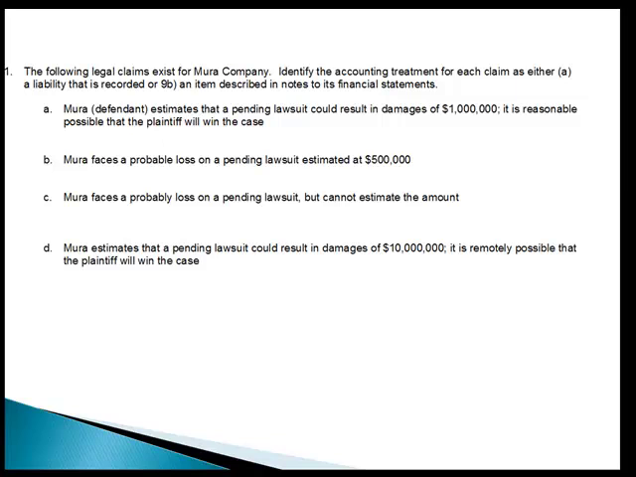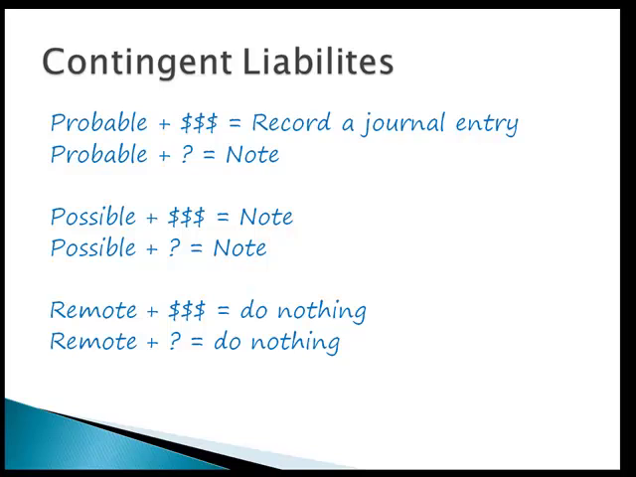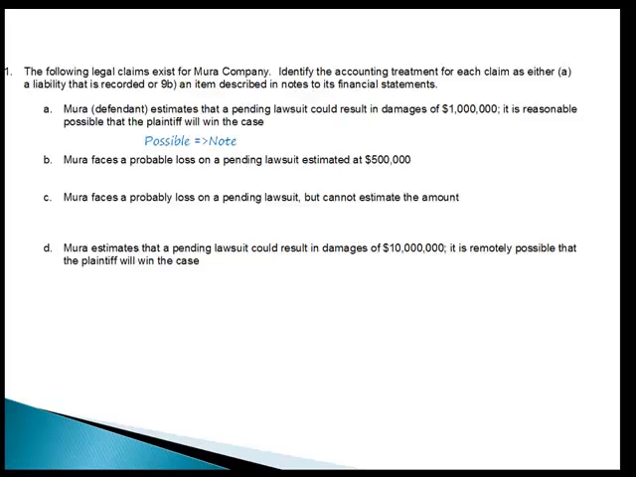Okay, so here's an example from your workout sheet. The following legal claims exist for Mura Company. Identify the accounting treatment as either A, a liability that is recorded in a journal entry, or B, an item described in the notes. A, Mura, the defendant, estimates that a pending lawsuit could result in damages of $1 million. It is reasonably possible. If it's possible, doesn't matter if we know the dollar amount or not, we just note it.